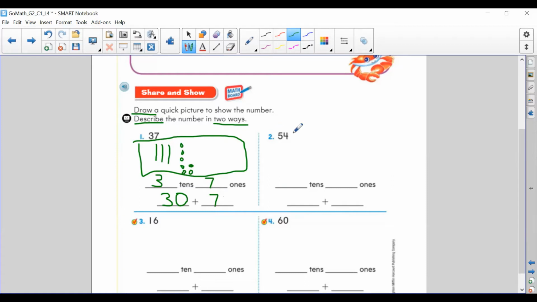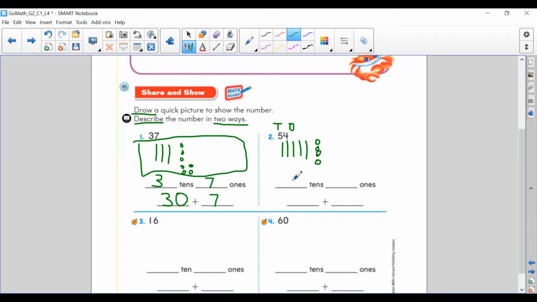Okay, how about 54? Well, how many tens do you see in 54? Remember the tens? The tens are on the left, put a T for tens, and the ones are on the right. So on the left, we see 5. 1, 2, 3, 4, 5. Now we're not doing tally marks when we're drawing tens. So make sure that you draw all 5. And then how many ones do you see? 4. That's right. So we draw 4 ones. 1, 2, 3, 4.